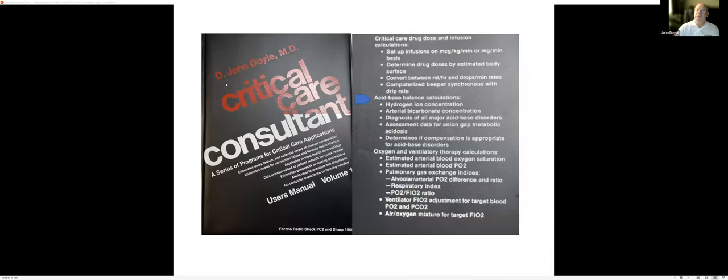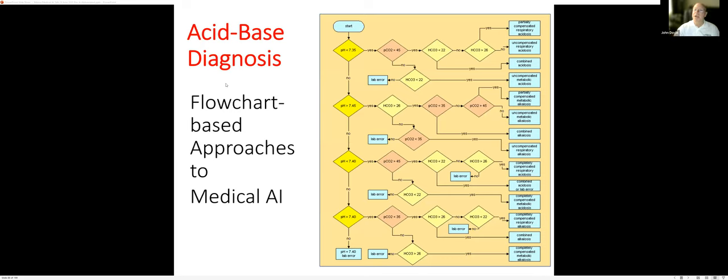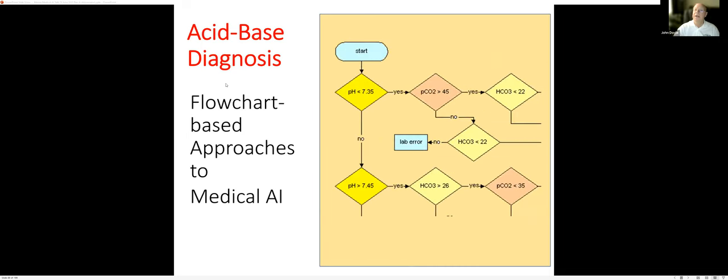Well, we wrote software for this using the map approach. Here is an example in flowchart form. And you can see on the right, there are a variety of diagnoses like combined acidosis, uncompensated metabolic acidosis, and so on. And you can see it's all based on flowcharts. You start with the pH or hydrogen ion concentration. If the pH is less than 7.35 and the carbon dioxide concentration is more than 7.45 and the bicarb is less than 22, then it goes off.